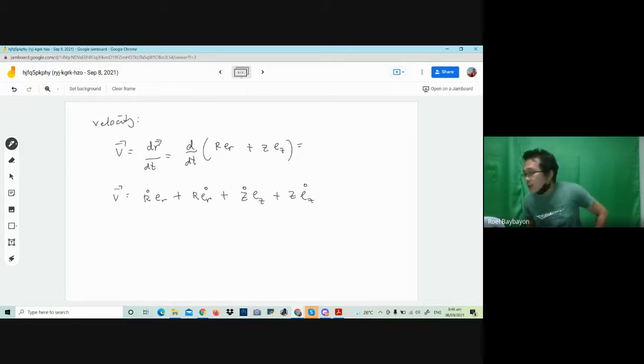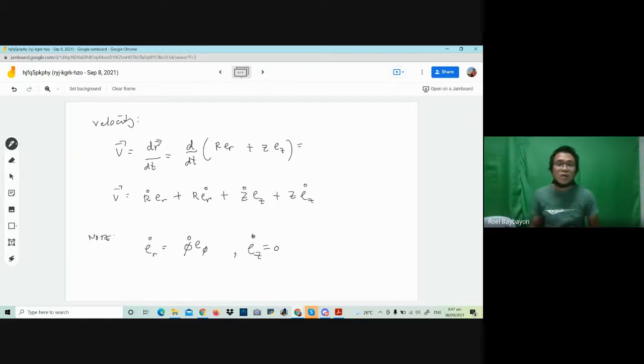But we know that ER dot, which we got from the plane polar coordinates, is equal to phi dot E phi. Sorry, there is no E theta in cylindrical. ER dot is phi dot E phi. EZ dot is equal to 0 because it is the unit vector along the Z axis, and take note, it is constant with respect to time.